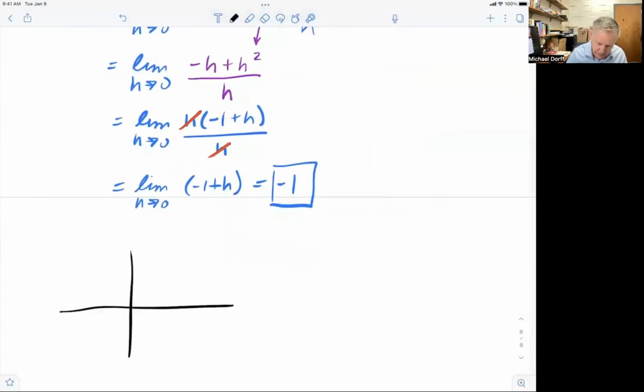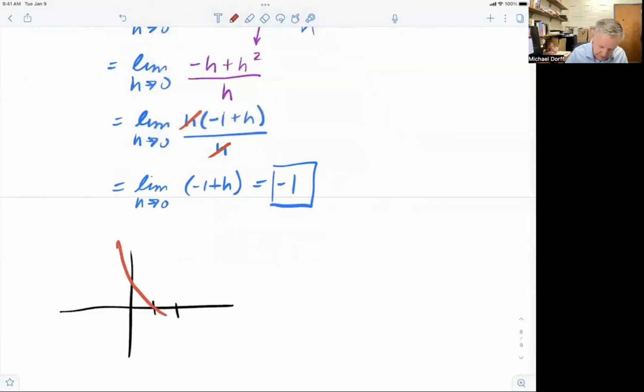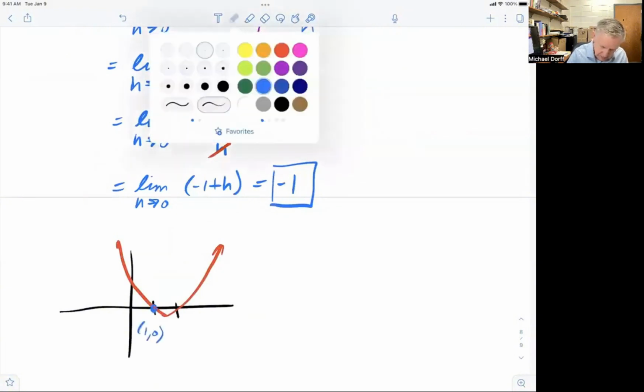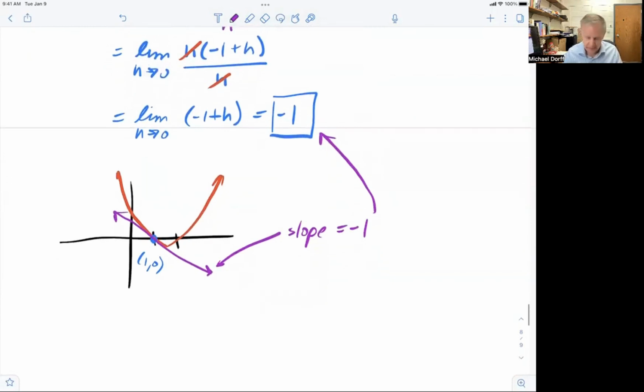And again, what was my curve that I had? Well, it looked something like this. And we were looking at the point here, (1, 0), and we were looking at the slope of that tangent line right there, and that slope is negative 1. That's what we just figured out. That's really cool. This is really neat in calculus. We are able to figure out the slope of that line with only one point on that purple line. That's the idea of calculus.